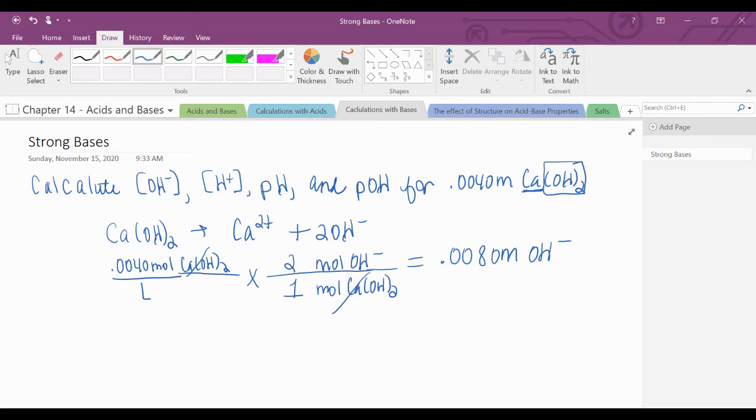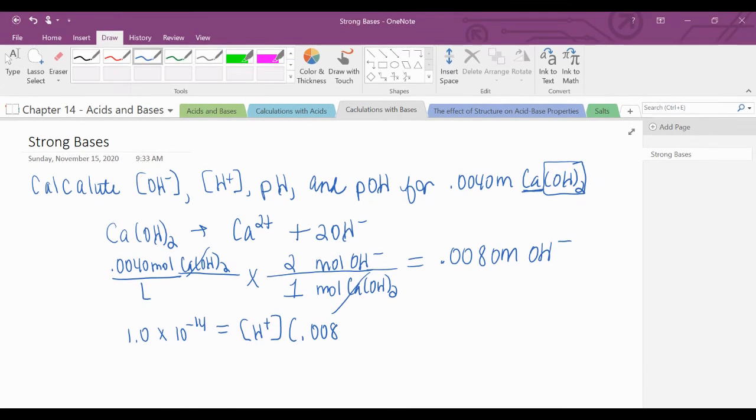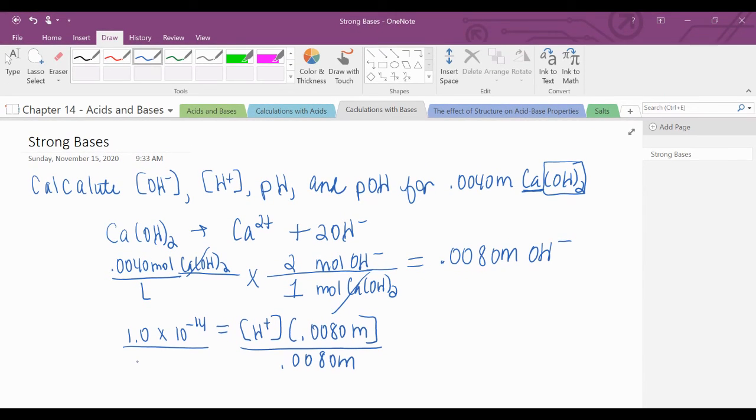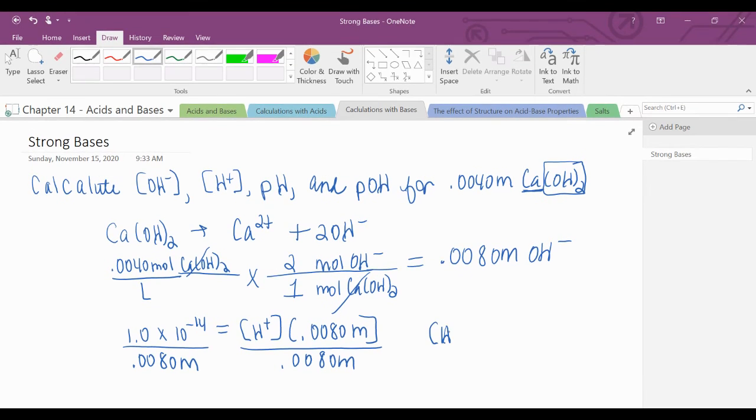Okay. All right, then from here we can use Kw to find the hydrogen ion. So we have 1 times 10 to the negative 14th is equal to the hydrogen ion times hydroxide, which is 0.0080 molar. We're going to solve for the hydrogen ion. Okay, so again, you can pause the video and chug out an answer and hit resume when you're ready.